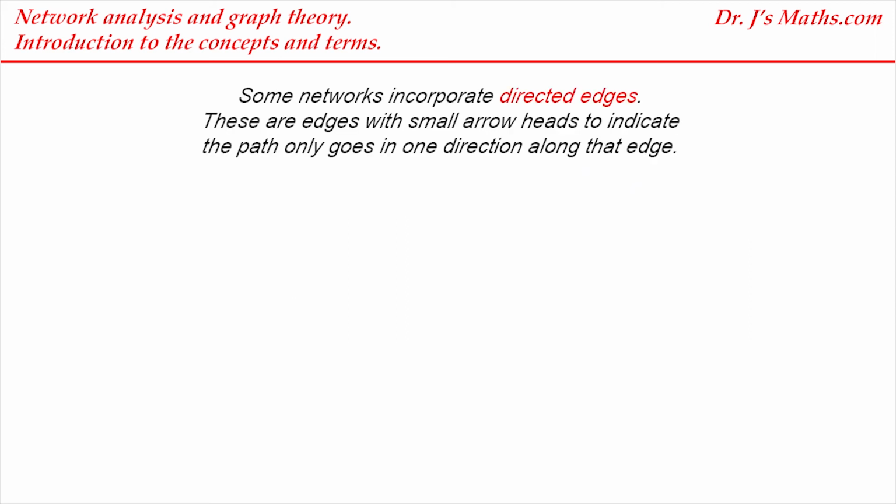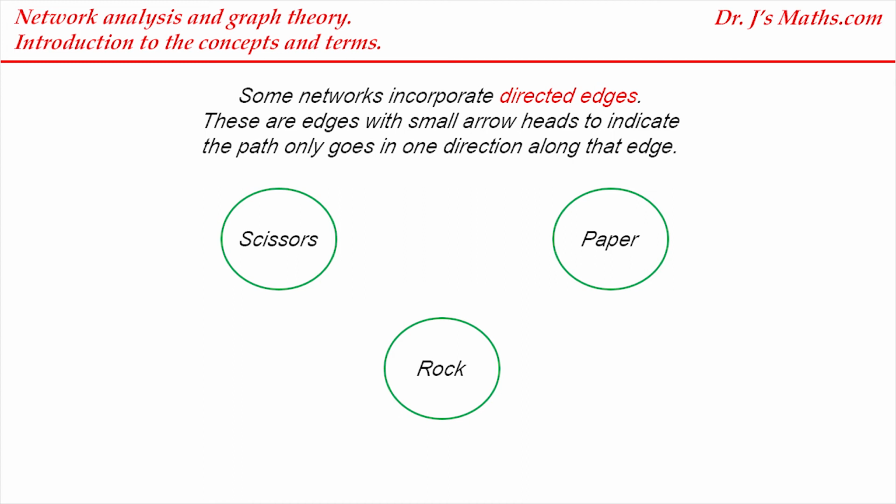Now, some networks incorporate directed edges. These are edges with small arrowheads to indicate the path only goes in one direction along that edge. Now, to demonstrate this, let's play scissors, paper, rock for a minute. We know that scissors beats paper, so therefore we can have a directional arrow saying scissors beats paper. Paper beats rock, so therefore we've got the arrow going down to rock, but rock beats scissors, so we've got the arrow going up there.